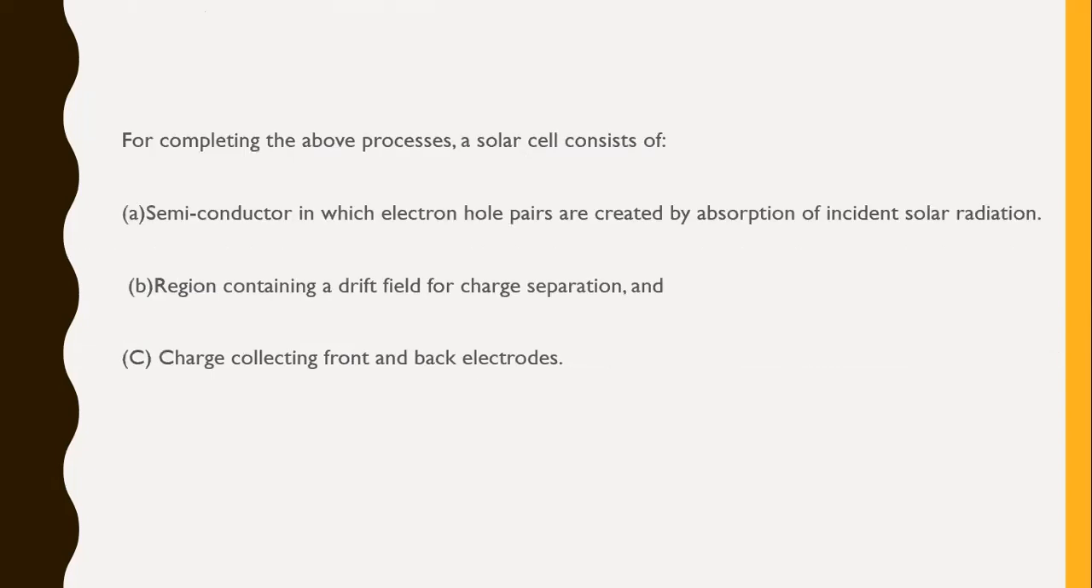So we have discussed three processes for delivering the output to the applications we are using. For completing these three processes, the solar cell should have the following. First, it should be a semiconductor, in which electron-hole pairs are created by the absorption of incident solar radiation. In this semiconductor, the electron-hole pairs are created by the solar radiation photons.